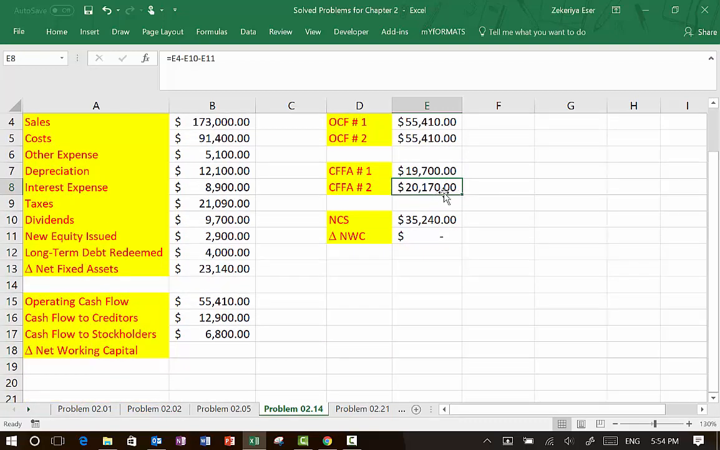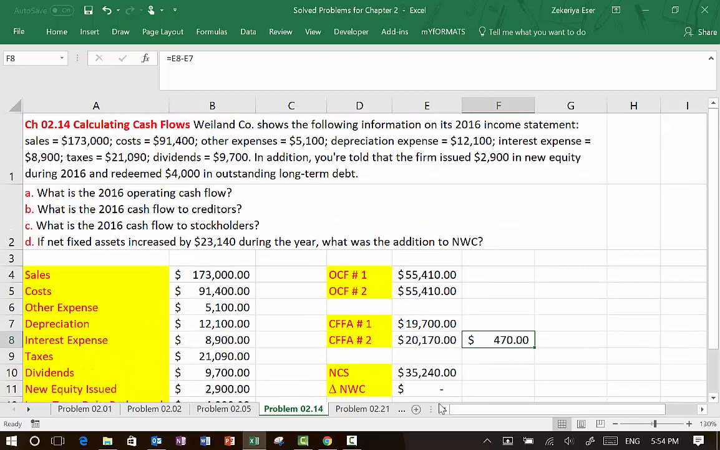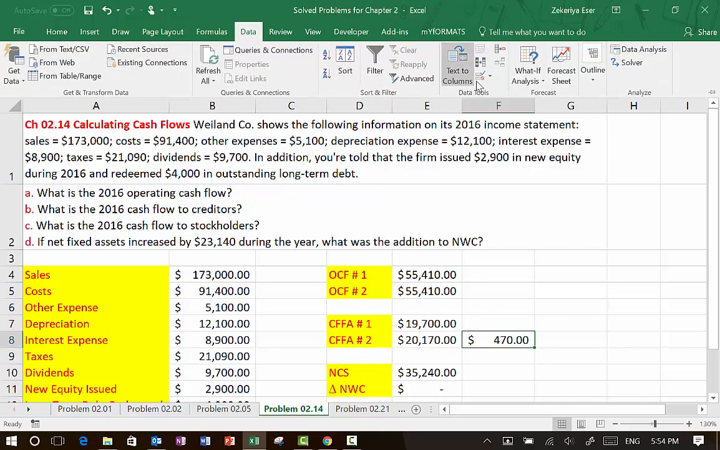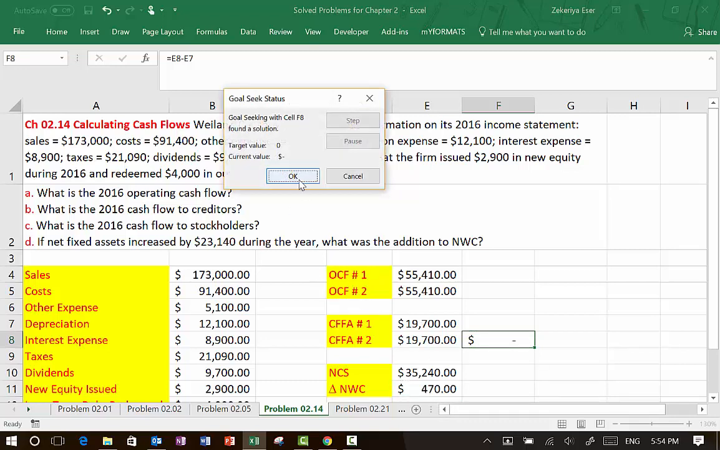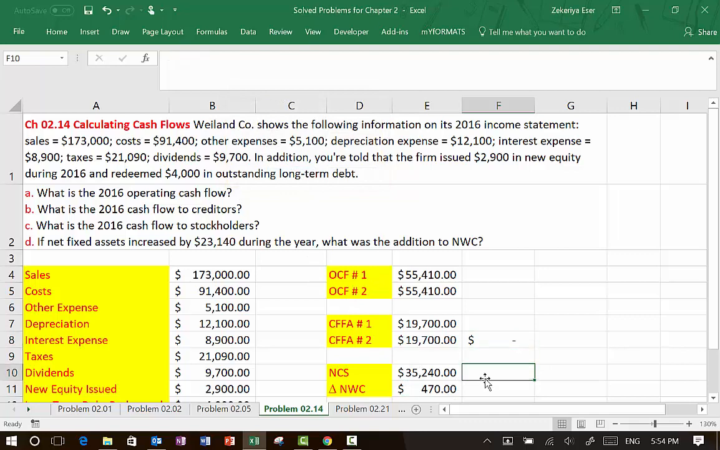But these two need to be the same. So let's calculate the difference. We're going to have to find the net working capital amount that's going to make these two alternative ways of calculating cash flow from assets the same. So under the data tab, goal seek, we're going to make that 0 by changing net working capital change. So $470.